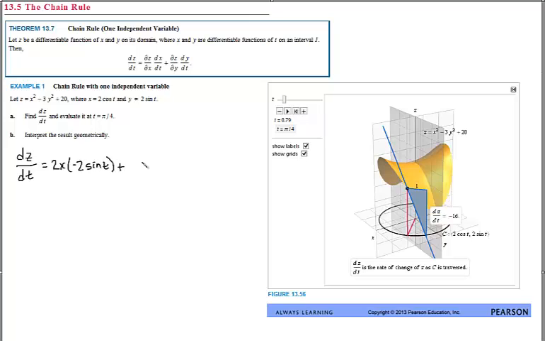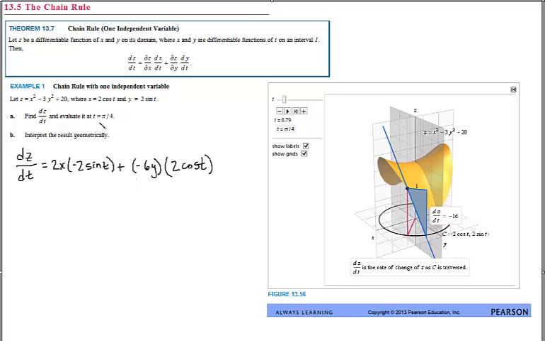Add to that the derivative of z with respect to y. That's going to be negative 6y times the derivative of y with respect to t. So that is going to be 2 cosine t.